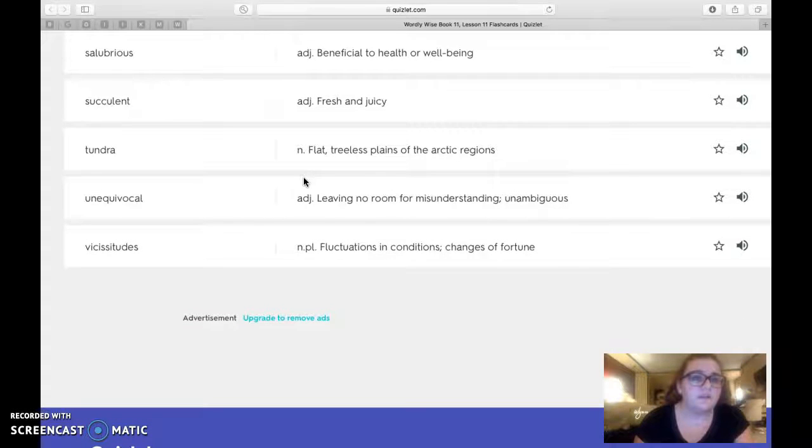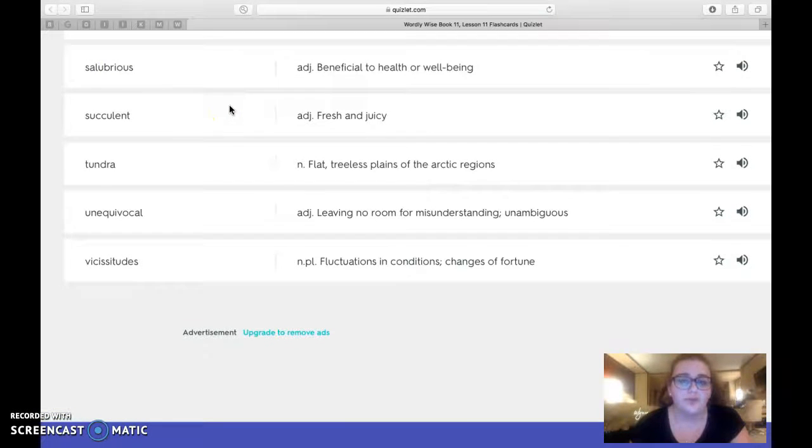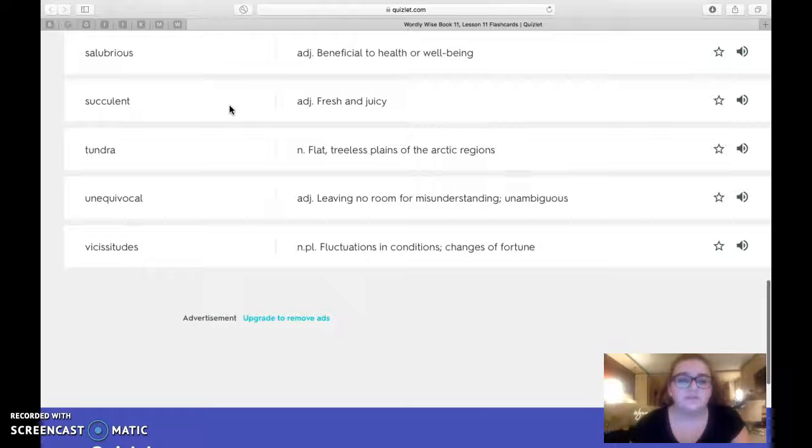And salubrious. It's an adjective. It means beneficial to health or well-being. And the salubrious effects of the spa were evident in her rosy cheeks and bouncy steps. So that's good to your health, like going to the doctor and taking medicine to get better. You start to notice the side effects and you start to get better.